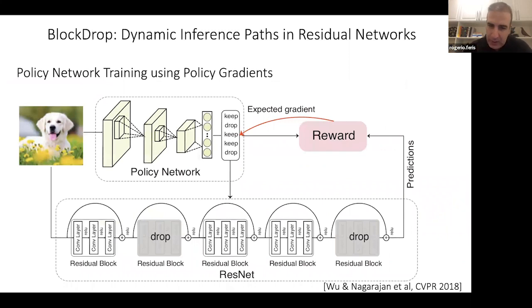Now, how do we train this policy network? These decisions of keep or drop are actually discrete, so using standard backpropagation here is not so easy. We rely on policy gradients for that. Given an input training image, we run through the policy network and get these block drop trajectories indicating which blocks should be executed and which ones should be dropped. And then at the end, at the prediction level, we make a prediction and we get a reward.